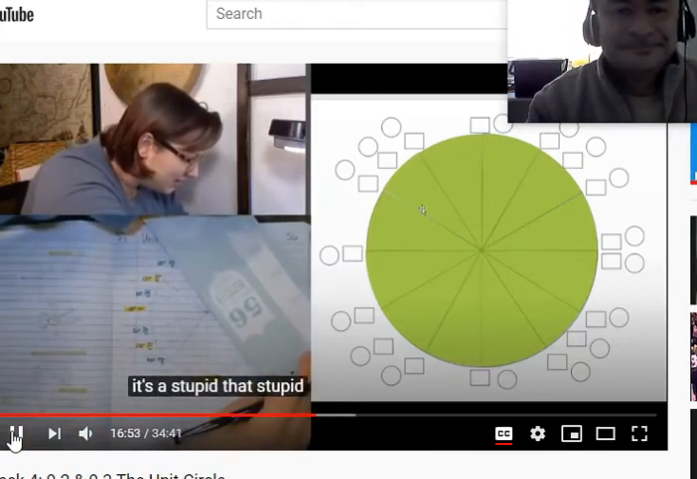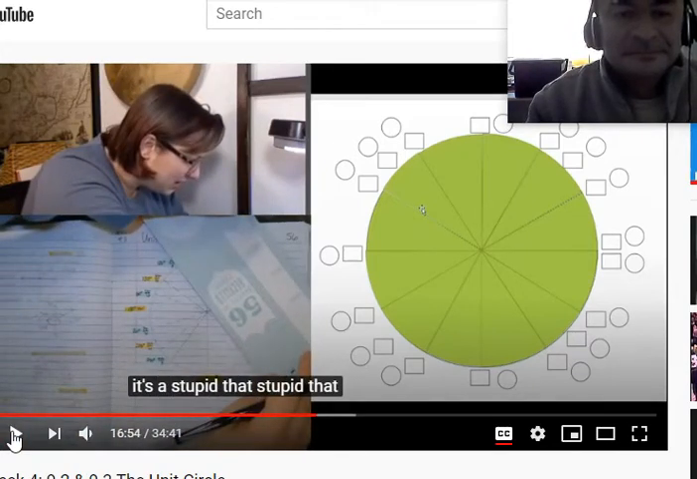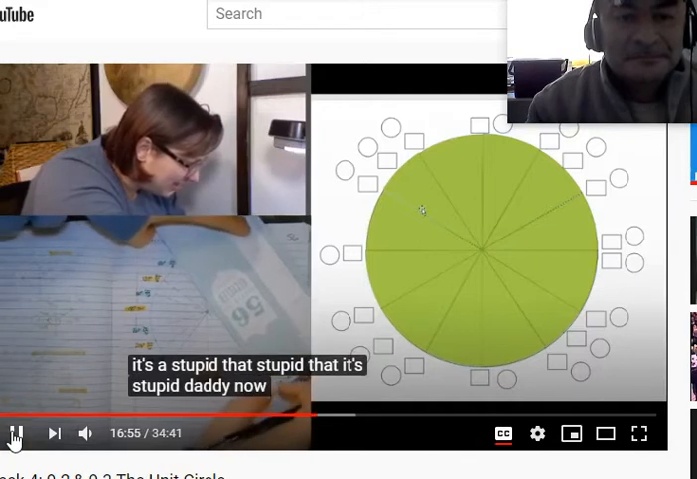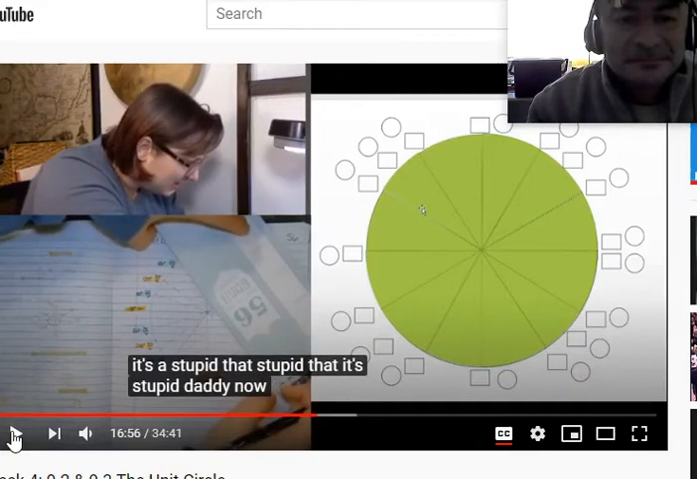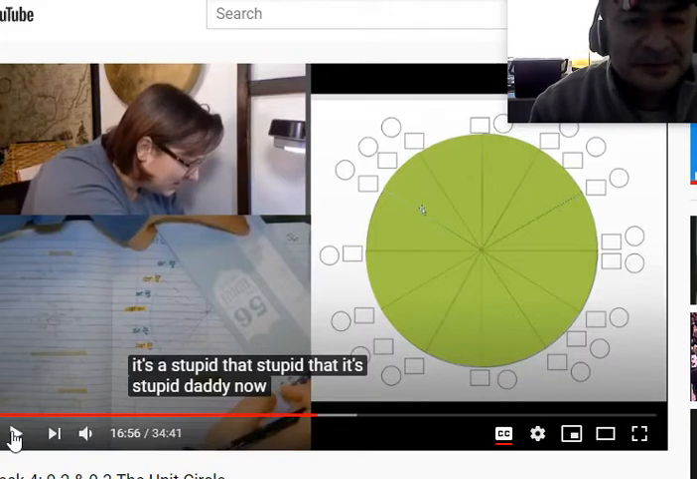It's a super dot. Super dot. It's super dotty. Es un papá tonto, un papá ahora.